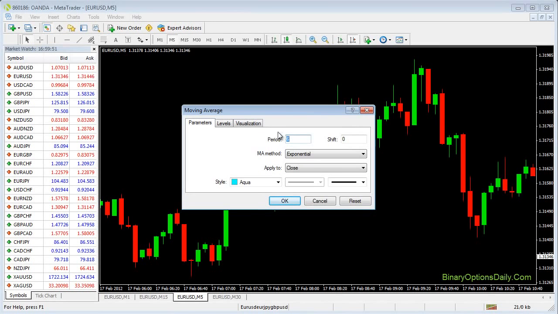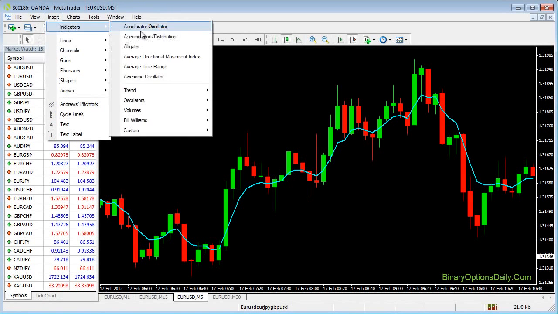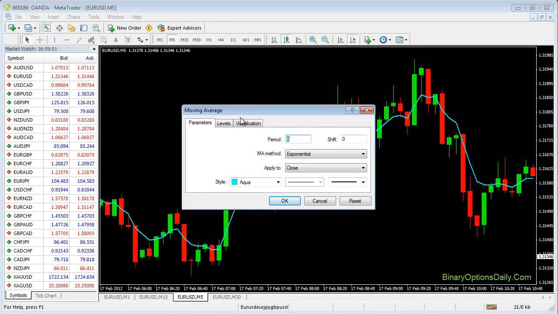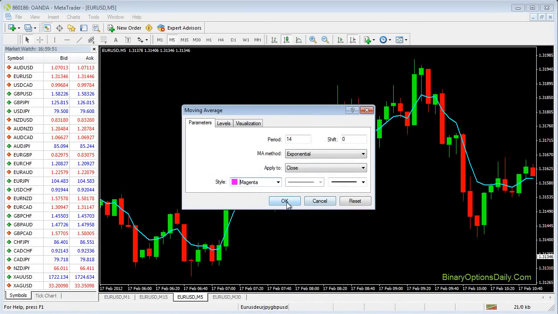We're going to go ahead and add the first one, and our first one is going to be a 6-period exponential moving average applied to the close. I'm going to keep this color aqua, and I'm going to make this line a little bit smaller than it was, and click OK. Now we need to add 2 more, so we're going to go back to indicators, trend, moving average, and the next one is going to be a 14-period moving average. I'm going to be using a magenta line for this one. And again, these are all exponential and applied to close. So we're going to click OK.